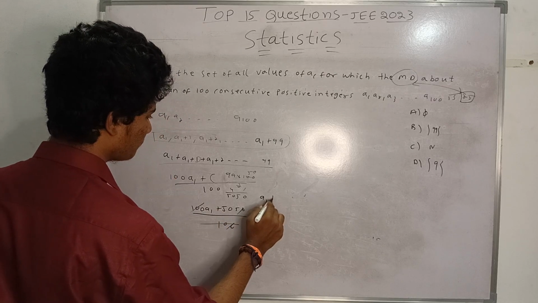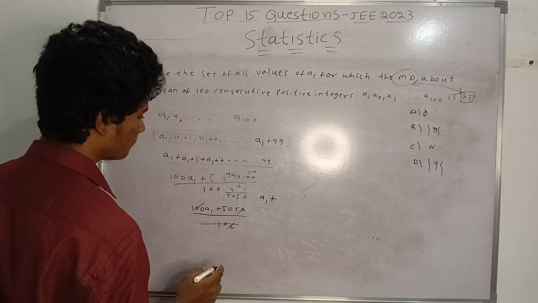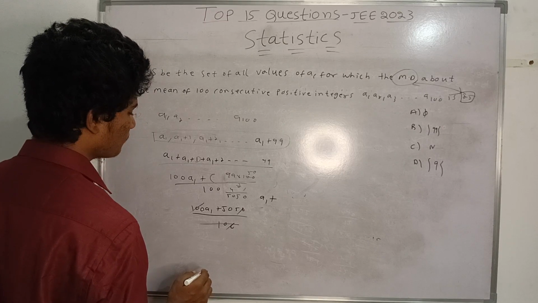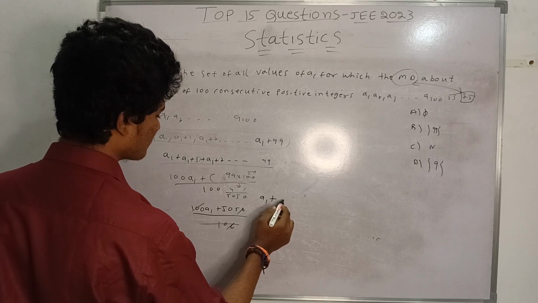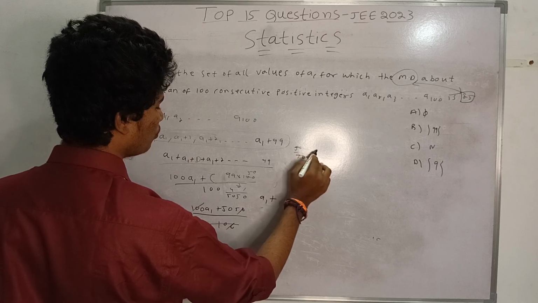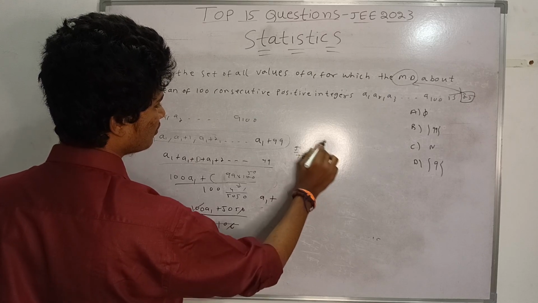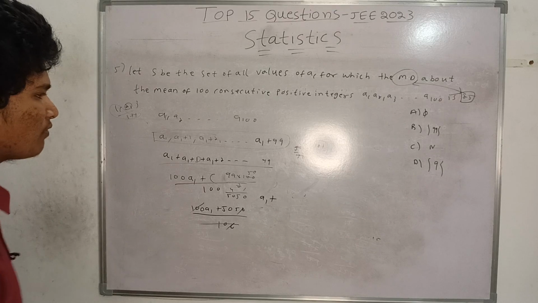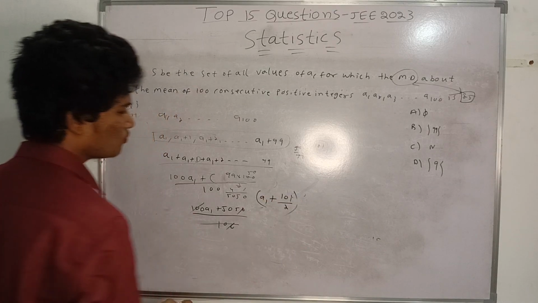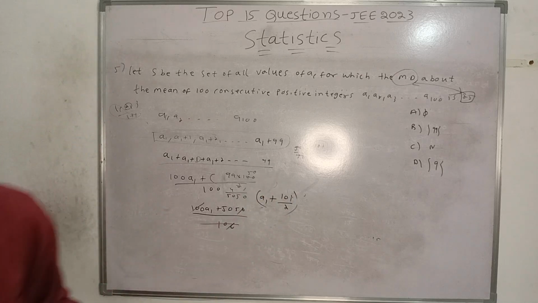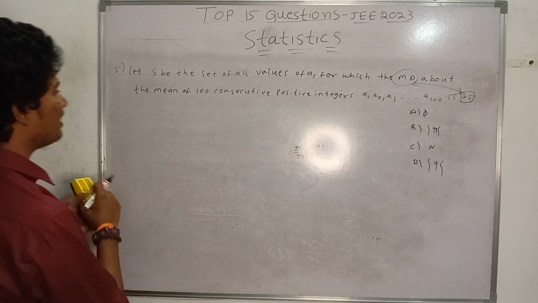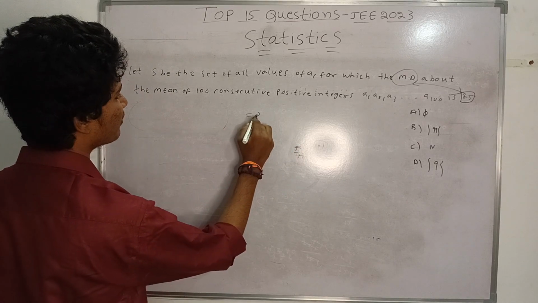simply A1 plus 5050 divided by 100, it is simply 101 by 2. So A1 plus 101 by 2 here. So this is the value of mean, the complete mean. So now what we can do? We can simply find the mean deviation, which we can equate to 25.